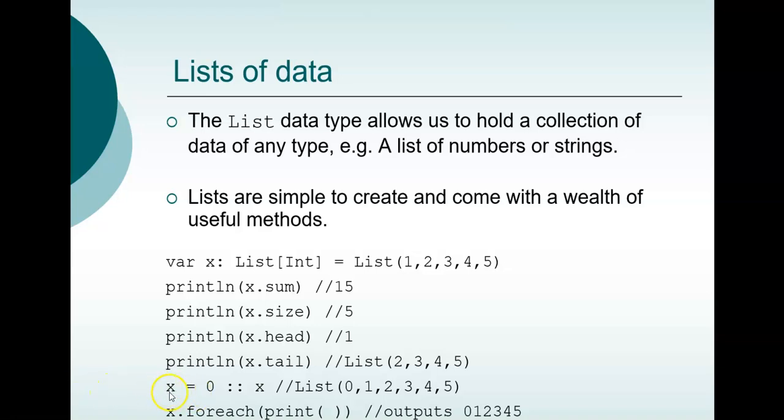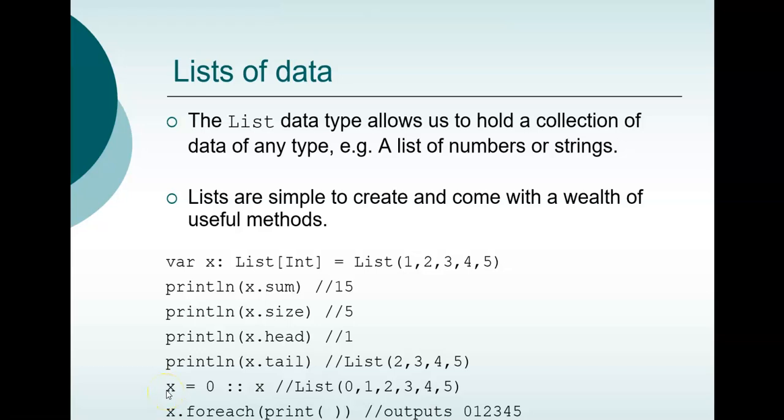Now we also have this expression, x = 0 :: x. This expression means that x is being assigned a new list where 0 is prepended to the front of the current list of x. So x is being assigned a new list where we load the old value of the list and insert 0 at the beginning. So this is what this expression means.